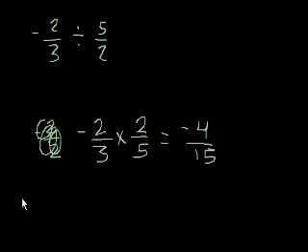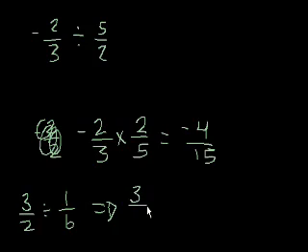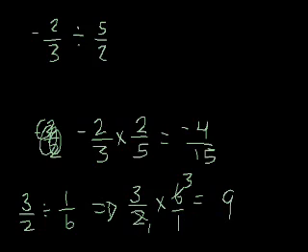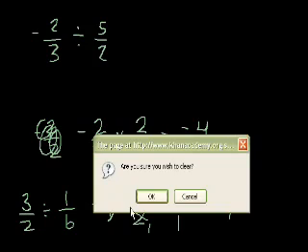What is 3/2 divided by 1/6? Well, that's just the same thing as 3/2 times 6 over 1, which equals, let's see, 3 and a 1. We just divided the 6 by 2 and the 2 by 2, so that equals 9. I think you might be getting it now. Let's do a couple more.